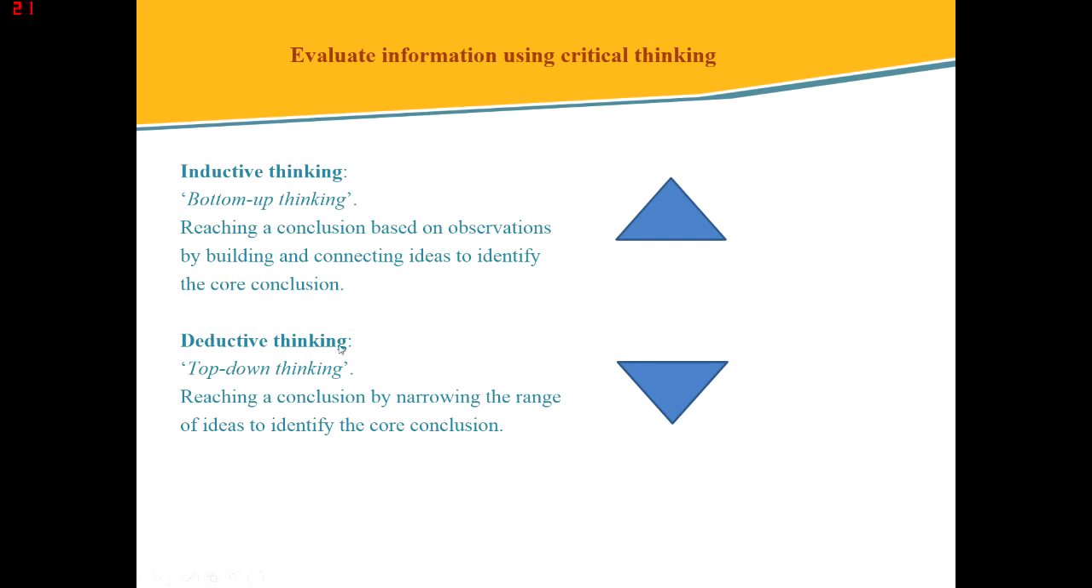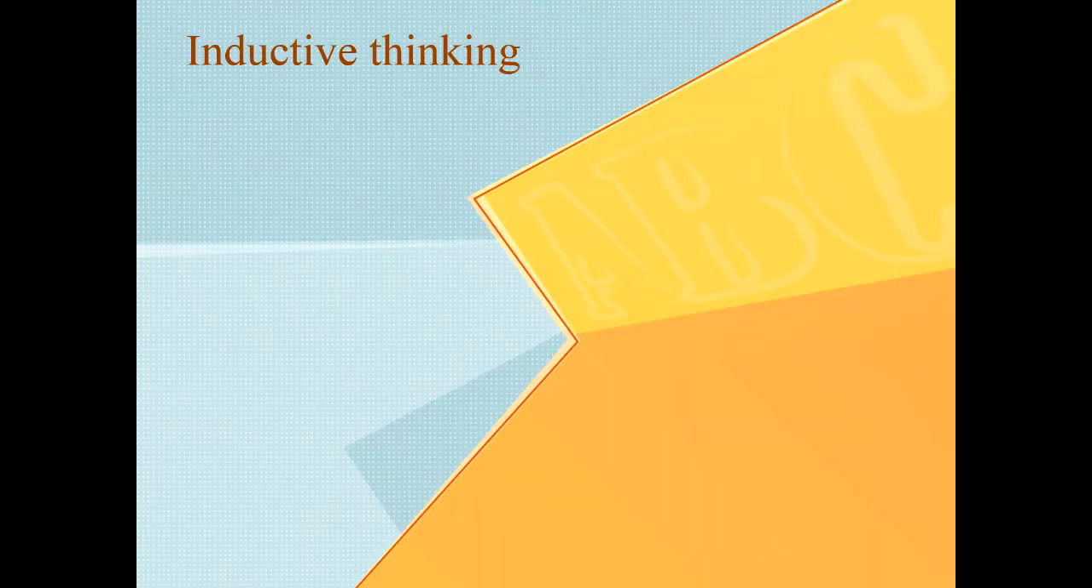Where the deductive thinking is top-down thinking. So you've got the bottom of your triangle at the top there going down. You're reaching a conclusion by narrowing the range of ideas to identify the core conclusion. So after you've got all your ideas, then you narrow it down to what is the core conclusion. And that there becomes like your thesis statement, really, your central argument, or the central argument of the individual that you're reading. So a little bit more information on inductive thinking.